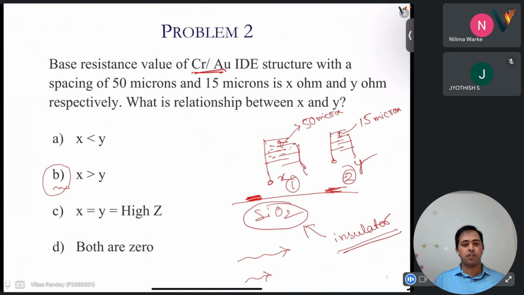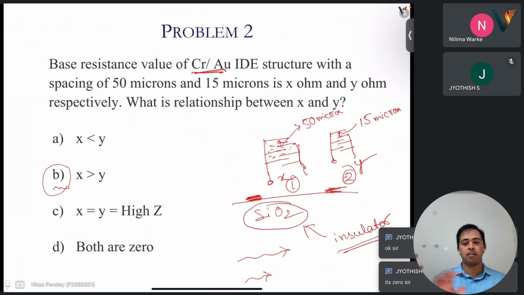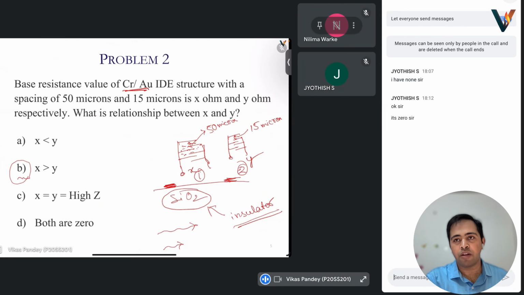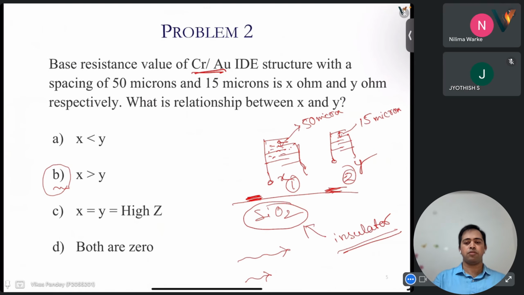What is the resistance of an insulator? You can speak, not an issue. I will not be able to check every time. Okay, so for an insulator, the resistance is zero? No, it's very high. It's not zero. So it's very high.